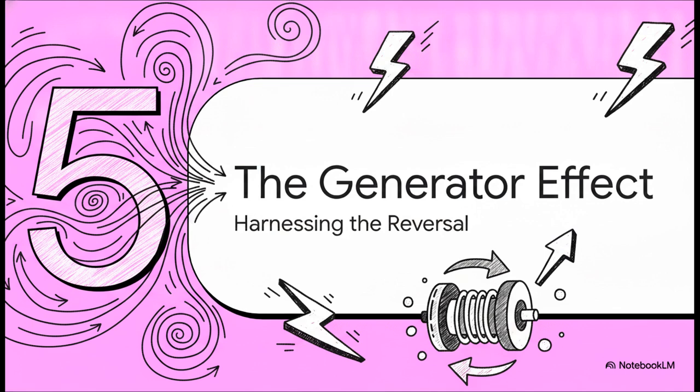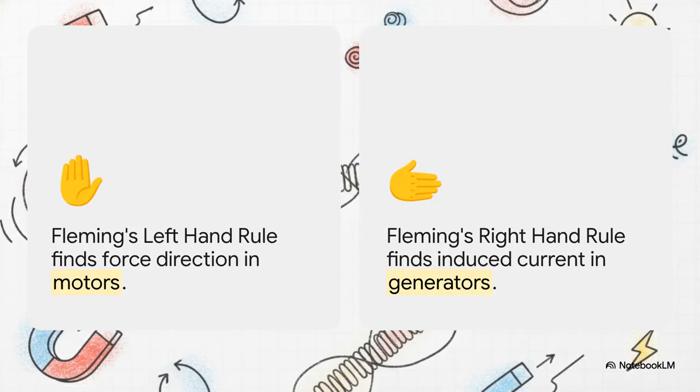Now let's see how we harness this great reversal to power our modern world. Before we can build a working generator, we need to know exactly which way our newly induced current is going to flow. Hold up your hands again for me. Earlier, we talked about Fleming's left-hand rule, which we use to find the direction of physical force in motors. But remember, generators are the exact perfectly mirrored opposite of motors. So, logically, you must use Fleming's right-hand rule to find the direction of the induced current in generators.